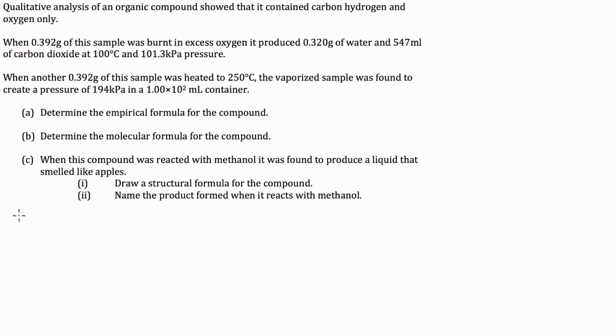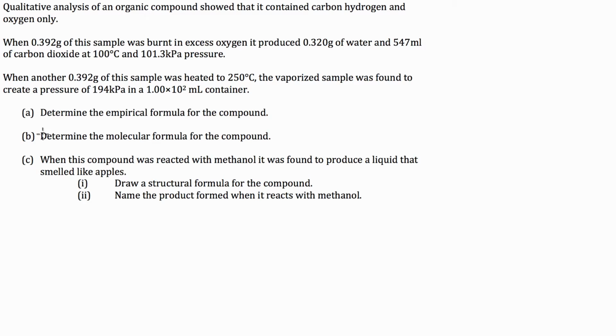Okay, one of my students gave me this stoichiometry question, so I just thought I'd do it online for everyone. So what we've got is a quantitative analysis of an organic compound showing that it contained carbon, hydrogen, and oxygen only. When 0.392 grams of this sample was burned in excess oxygen, it produced that many grams of water and that many mils of carbon dioxide gas at this temperature and pressure. Okay, so first of all, it's asking us to determine the empirical formula for this compound.